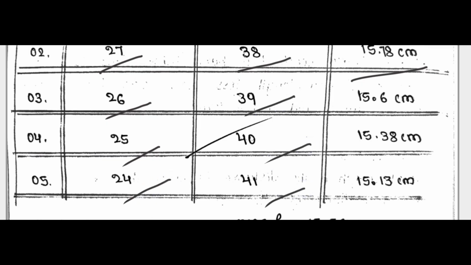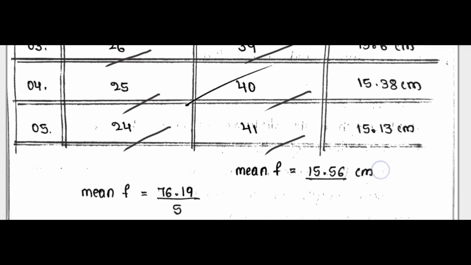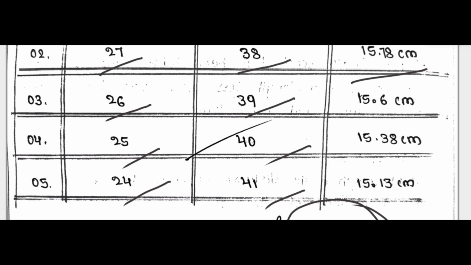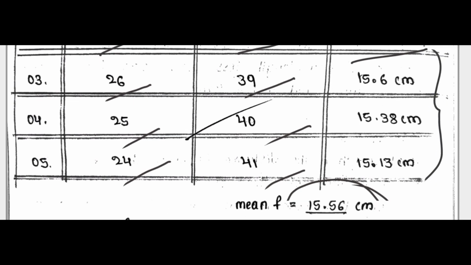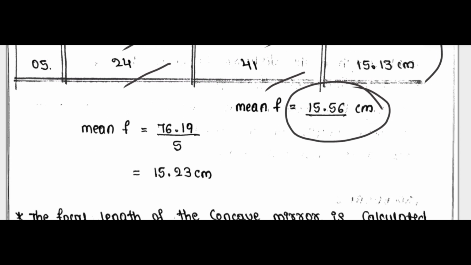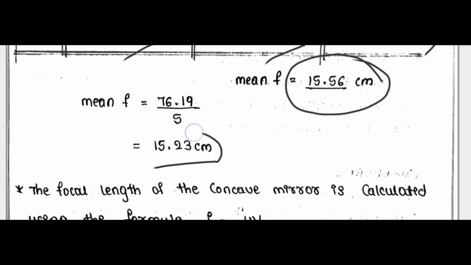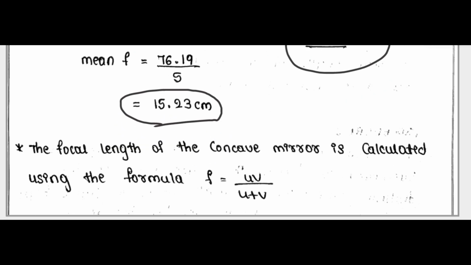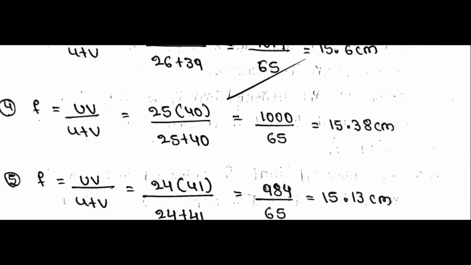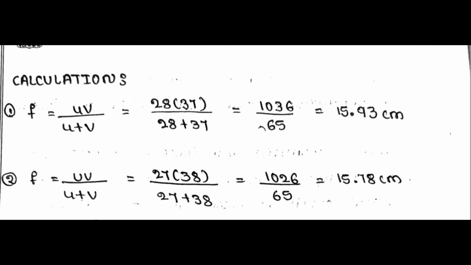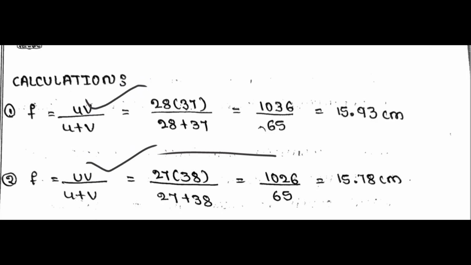After that you have to find the mean value. Here they took 5 trials. You have to add the focal lengths of all 5 trials and divide by 5. Then the answer becomes 15.23 here, and this is the result. This is the calculation part, how the calculation takes place using the formula of focal length.